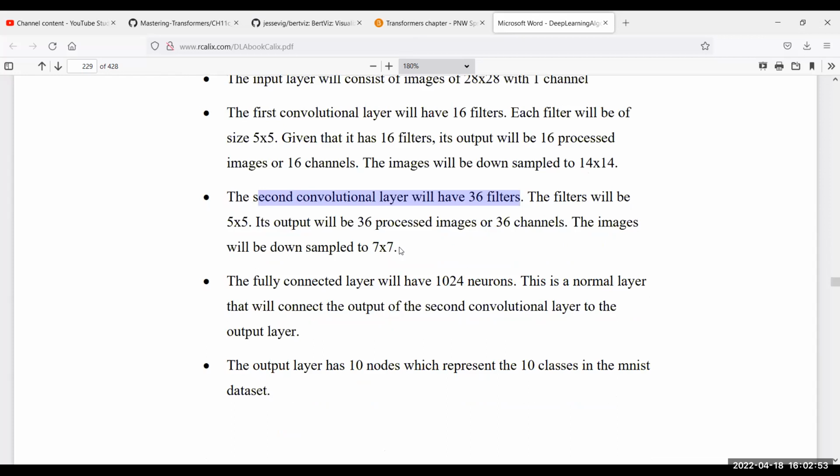Finally, that is aggregated as well, and that will be connected to just a normal neural network layer, what is called a fully connected layer. In our example here, it'll have 1,024 neurons. This is just a normal layer that will connect the output of the second convolutional layer to the output layer itself. Because this is MNIST, of course, the output layer will have 10 neurons, which represent the classes that you're going to have available.